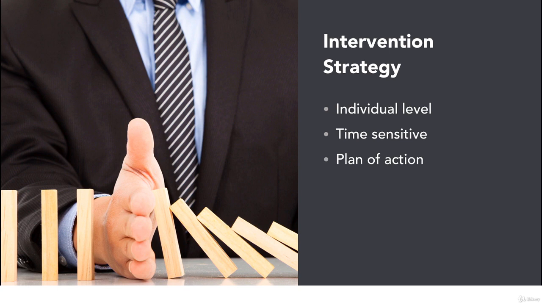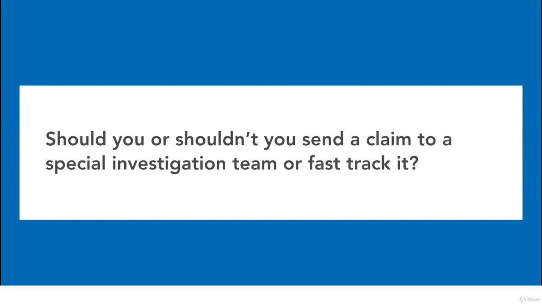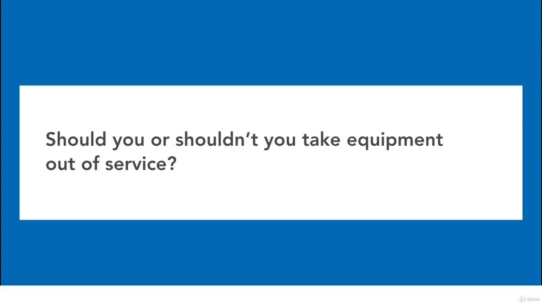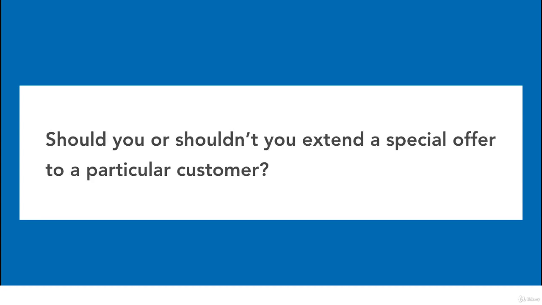If you don't have a plan of action, then your ability to make the prediction isn't being used to its full potential. For instance, should you or shouldn't you send an insurance claim to a special investigation team? Or perhaps you should even fast-track an insurance claim. Should you or shouldn't you take a particular piece of equipment out of service for preventative maintenance? Not regularly scheduled maintenance, but because the model tells you that the equipment is at risk. Should you or shouldn't you extend a special offer to a particular customer, but not to others?